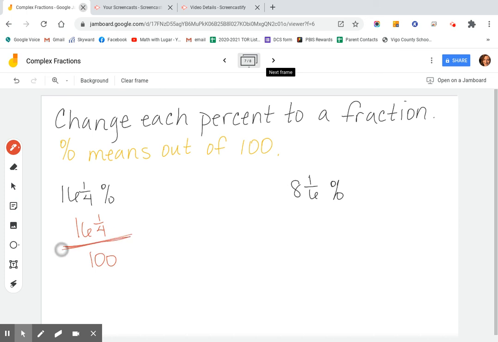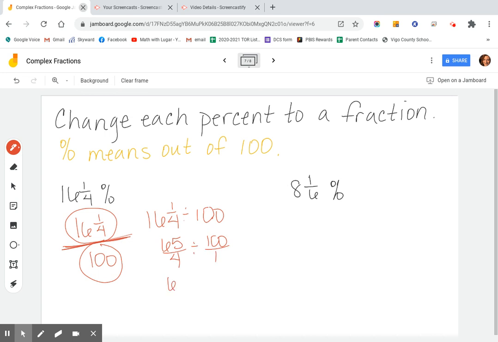Now it's a snowman problem. So there's his arms, circle the top, circle the bottom. This says 16 1/4 divided by 100. I'm going to make those improper. So that would be 65 over 4 divided by 100 over 1. So that's 65 over 4 times 1 over 100. You can do 65 over 400 and reduce, or I know 65 and 100, I can divide them both by 5s. 5 goes in here 13 times, and it goes in here 20 times.